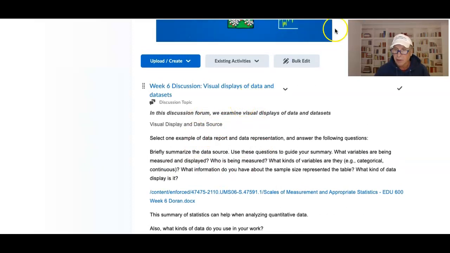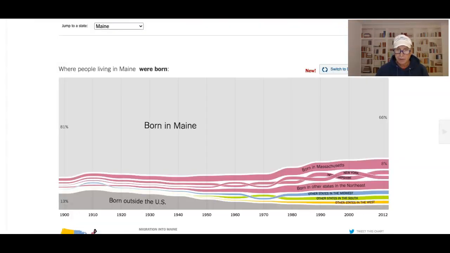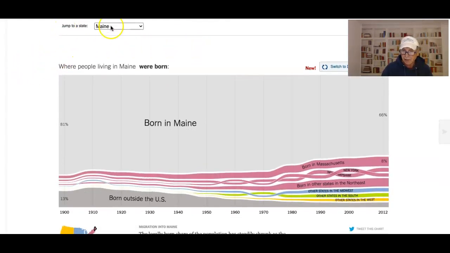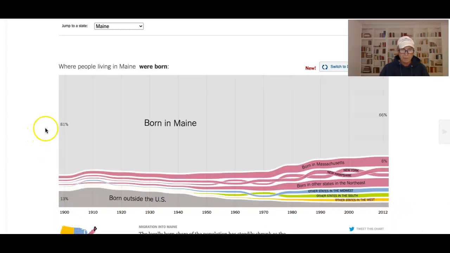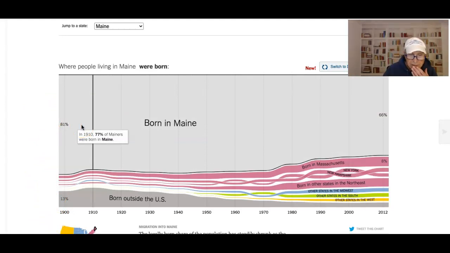So I want to come back to the visual displays. One of the links goes to the New York Times, so I'm going to switch gears here. Okay, here's one of the visual displays of data. Let's just take a moment to glance. Down here along the axis, we have the year 1900, now we have 2012. Over here, we have the percentage of people. So I'll show you how to read this.